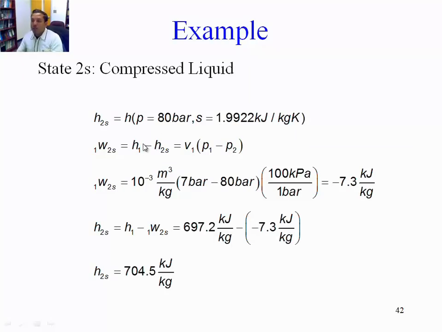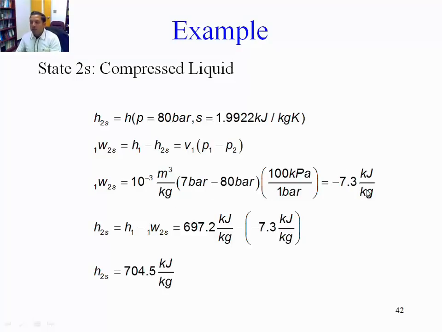As we know, in a pump, the work can be approximated as specific volume times delta P. Specific volume times delta P is minus 7.3 kilojoules per kilogram. It's negative, obviously, because it's a compression process in a pump.